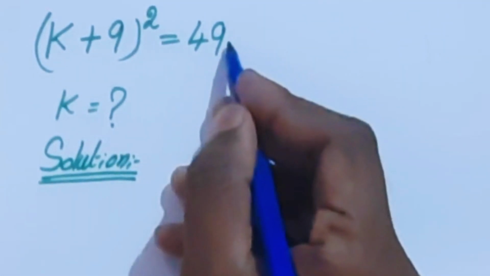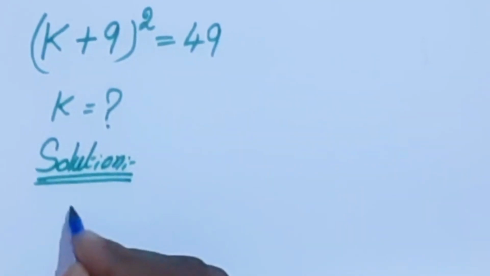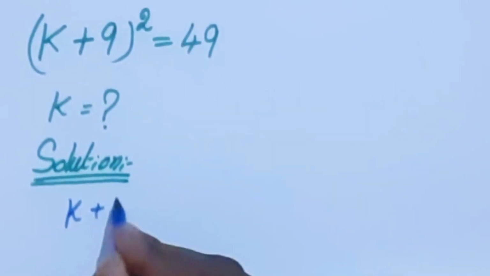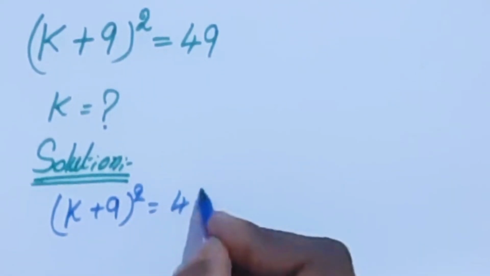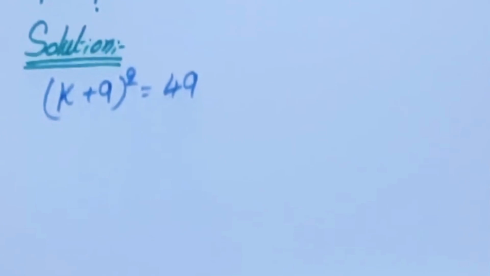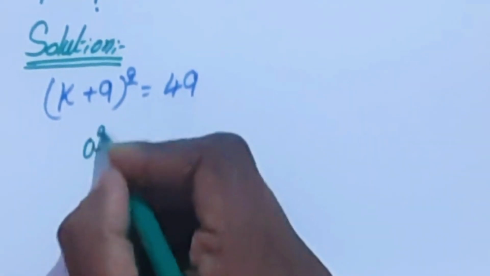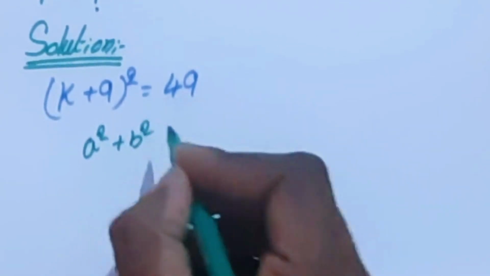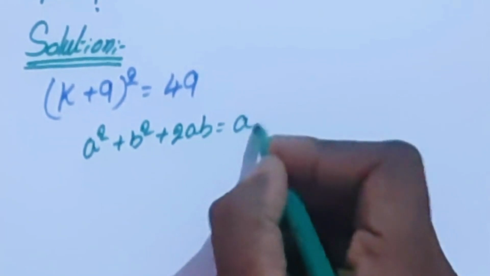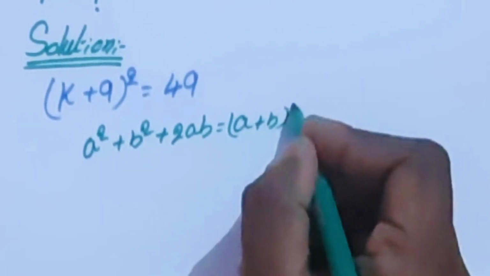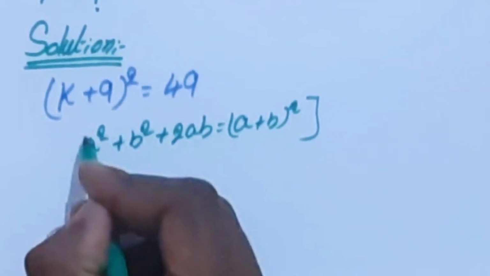Today we are going to solve this problem to find the k value. The equation is (k + 9)^2 = 49. Here we are going to apply the algebra formula a^2 + b^2 + 2ab = (a + b)^2. This formula we are going to apply here.